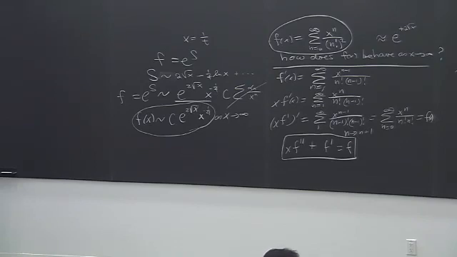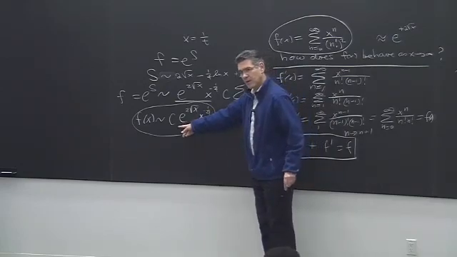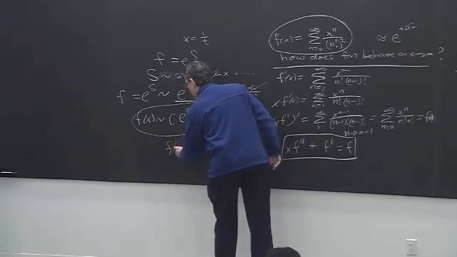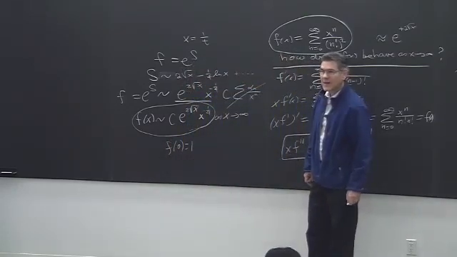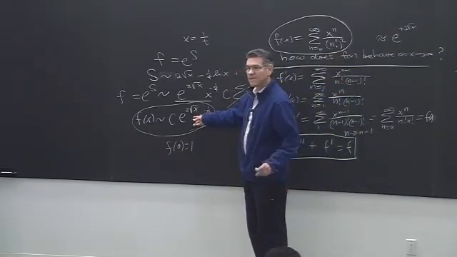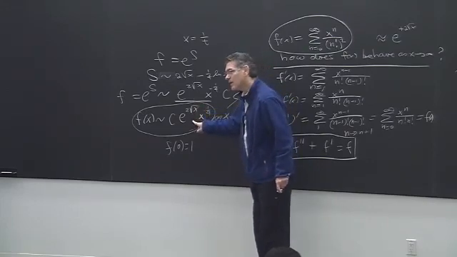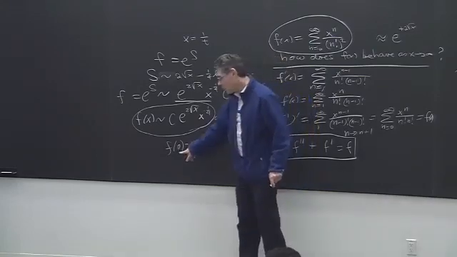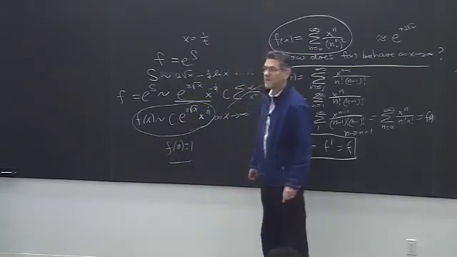How would we determine this constant? Well, we know from this series representation that f of 0 is equal to 1. Can we incorporate this fact into here? No, not directly. Why? Because this is local analysis as x goes to infinity, and infinity is too far away from 0 to use this piece of information directly.